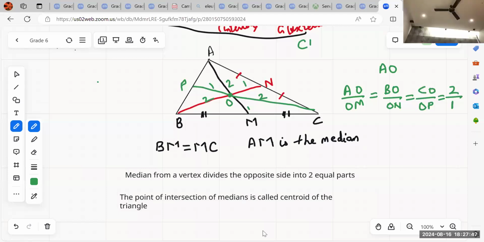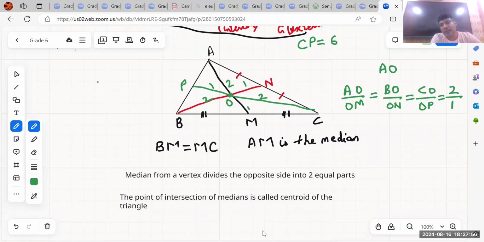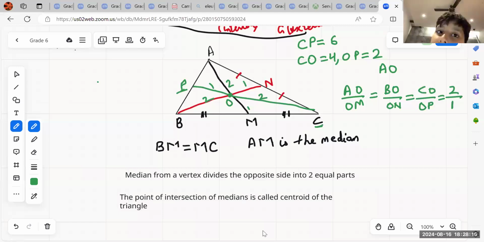Let's say your CP is 6. CP is the median, you can read it here. CP is the second median. Then CO will be 4 and OP will be 2. This is what it means, because the ratio is 2:1. Ratio means when you do CO upon OP, it will be 2:1. We will be doing the revision of ratio after the next month. Okay.